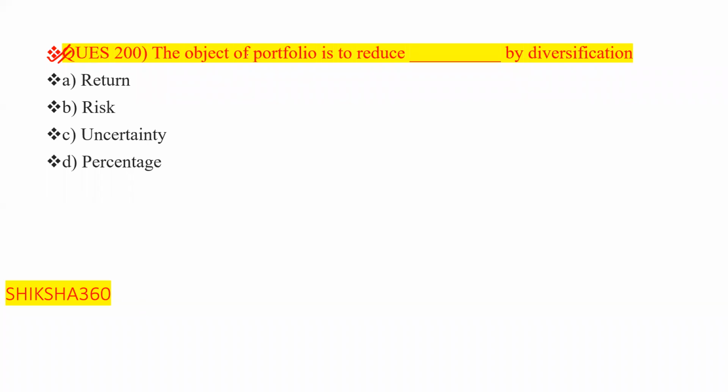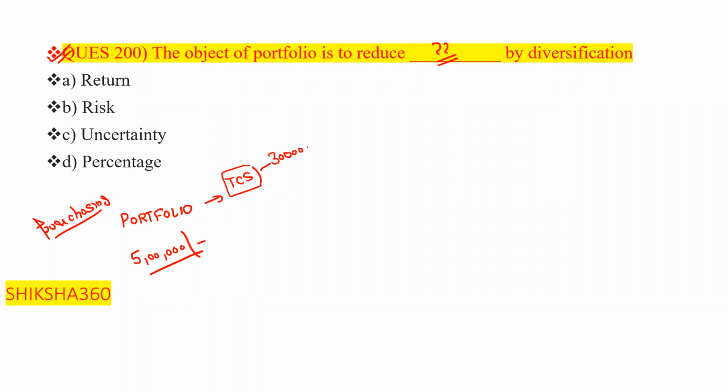The objective of portfolio is to reduce dash by diversification. Let's take one example here. In a portfolio, we are purchasing shares, and we have rupees 5 lakh in our hands. It depends upon us. Either we purchase shares of TCS worth 3 lakh, and 2 lakh we invest in, say, Infosys or Maruti.